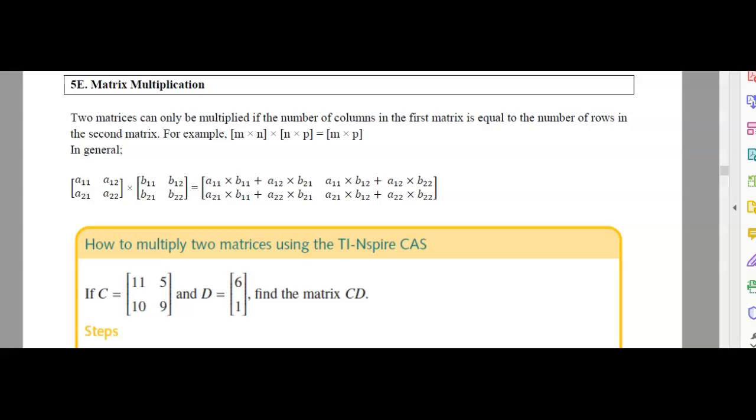Hi ladies, in this video we're going to go through 5E, matrix multiplication. Remember in the previous video, if you watched it on scalar multiplication, I said this is more complex. So it's extremely important that you understand what is actually happening here.